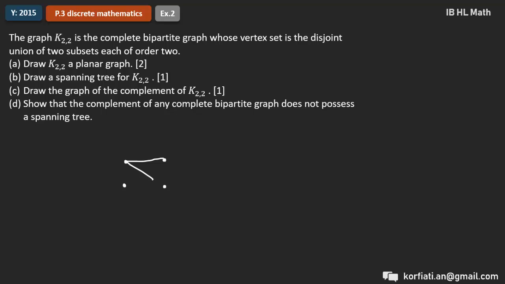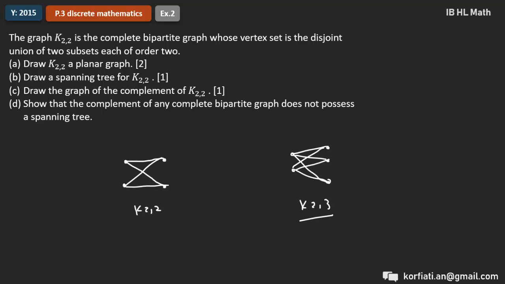So we have these edges and these edges here. So this is K2,2. Just to make sure that we get it, this one is K2,3. Fine. So the first question says, draw K2,2 as a planar graph.